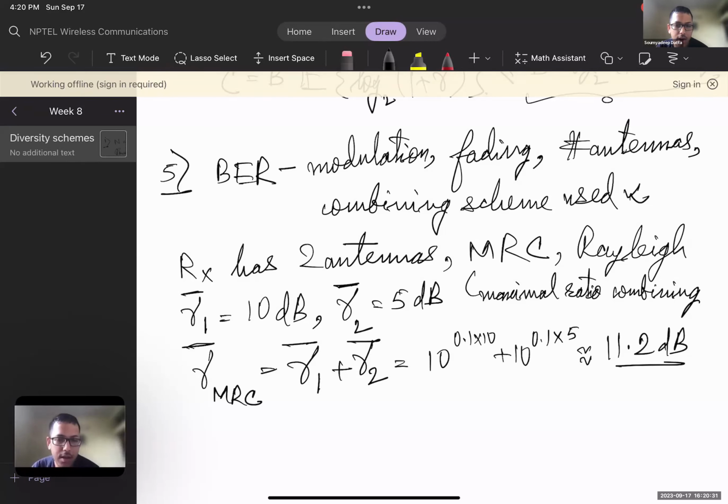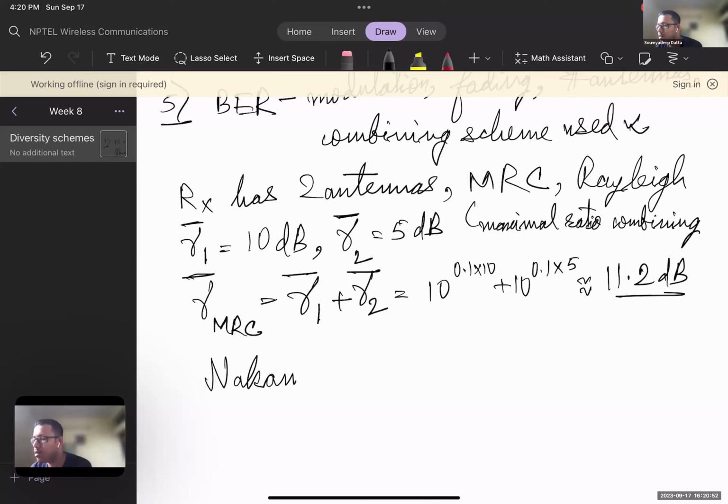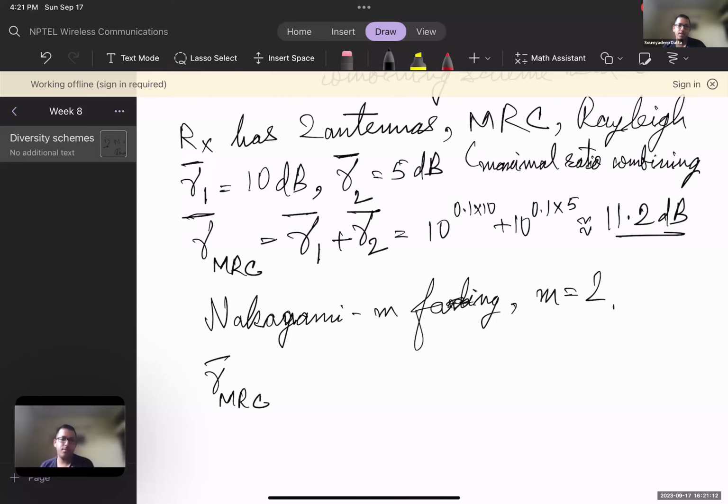And let's say instead of Rayleigh fading, now you are changing from Rayleigh. This is before calculating BER and all. Let us clarify this. Everything else is the same, but you now have Nakagami-m fading with m equal to 2. Now you are asked to calculate gamma MRC, the average SNR with MRC combining.